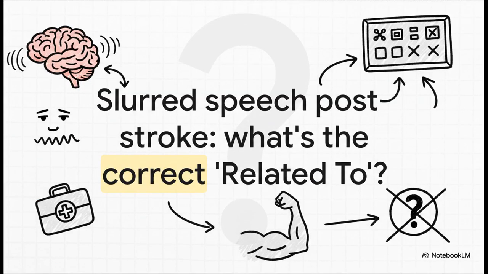Let's test this out. A patient who had a stroke has slurred speech. What's the right related to factor? Well, it can't be A because stroke is a medical diagnosis. That's the doctor's lane. It can't be D. That's just circular reasoning. The problem can't be related to the symptom. The answer is B. You can't treat the stroke, but you absolutely can plan interventions for facial muscle weakness, like getting a communication board or teaching swallowing exercises.